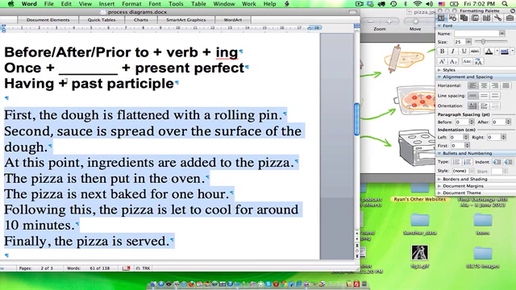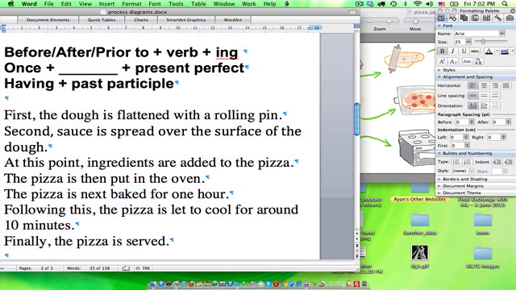So we have our sentences in passive. They sound more academic. Now what we want to do is to link the sentences in a way that sounds even more academic, and it also shows the process and the order that things are happening in. And we can do that by following these three structures up above. So we have before, after, or prior to, and then we add a verb plus ing, so we create a gerund out of it, and then of course after this we would add a comma.